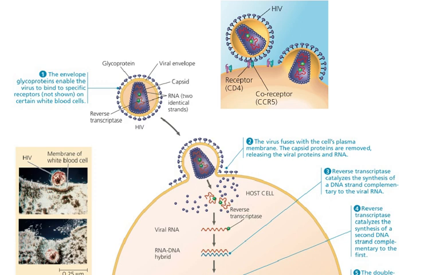So those are the cells that alert your other specific adaptive immunity cells about what they need to do and when they should be active. And these helper T cells have a receptor on them called CD4. And CD4 is going to be what HIV binds to.